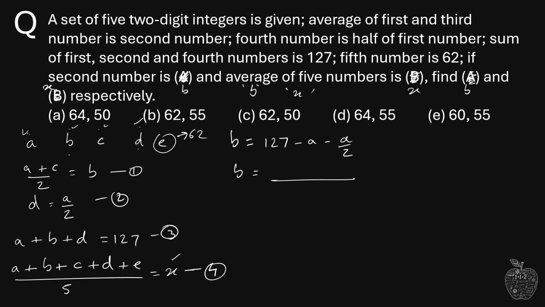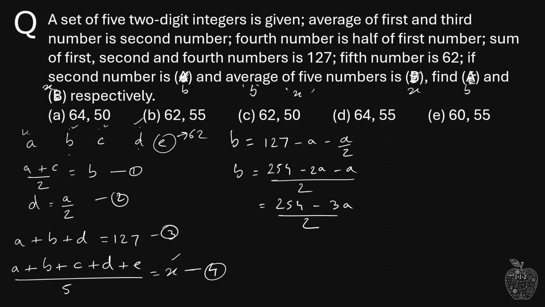So B is equal to, let's take LCM 2. 2 into 127 will give me 254 minus 2A minus A. So we have B is equal to 254 minus 3A divided by 2. Now we also know that B is equal to A plus C by 2.